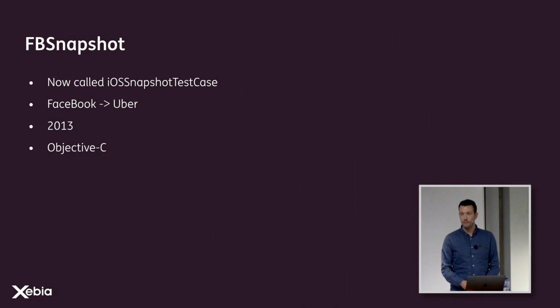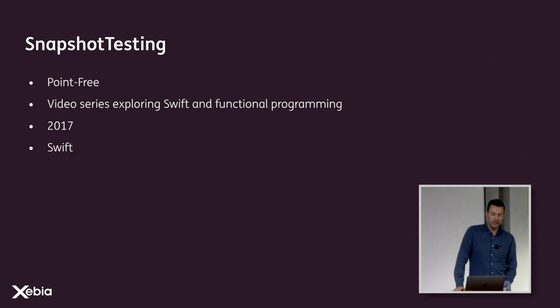because there is another open source project which was recently created. It's called Snapshot Testing, and it's from Point Free. It's a company, I think from Brooklyn, but they also create a video series about Swift, and they're pretty high into functional programming, and it's completely written in Swift. So for this investigation, I wanted to compare these two frameworks.